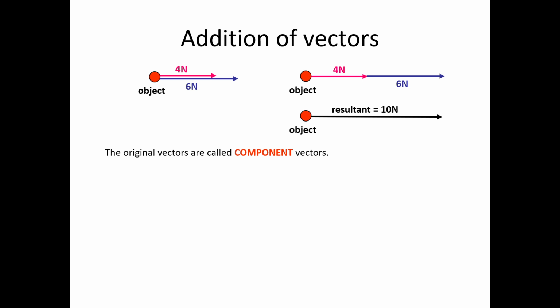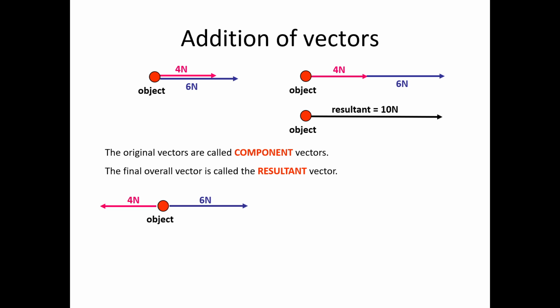But they're both going in the same direction there, okay? So you can add them up. And so the resultant, that's the important word for today, the resultant force is 10, 4 plus 6 newtons, okay? So the final overall vector is called the resultant force, or the resultant vector, okay?